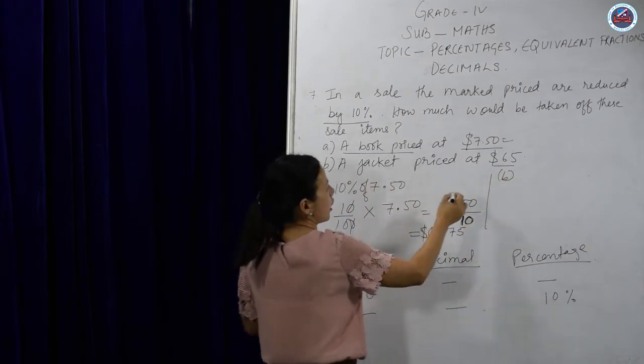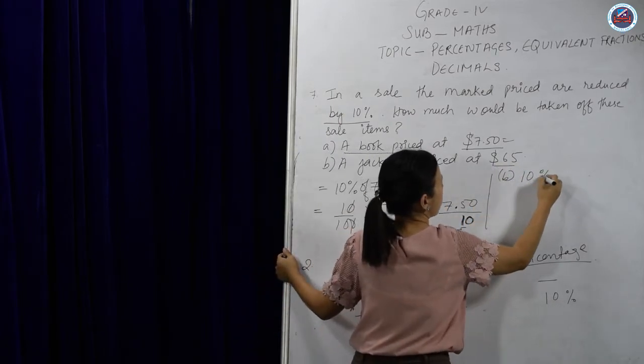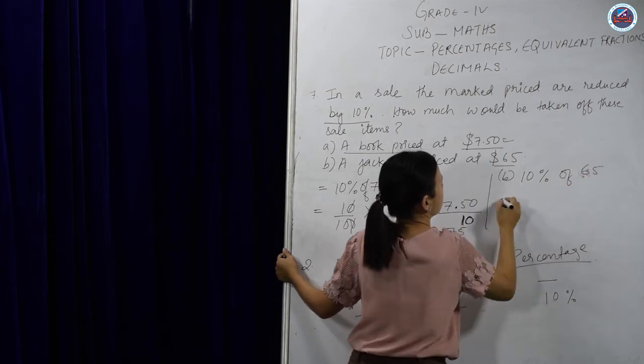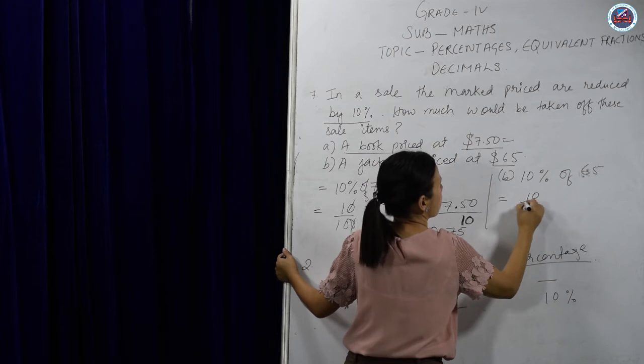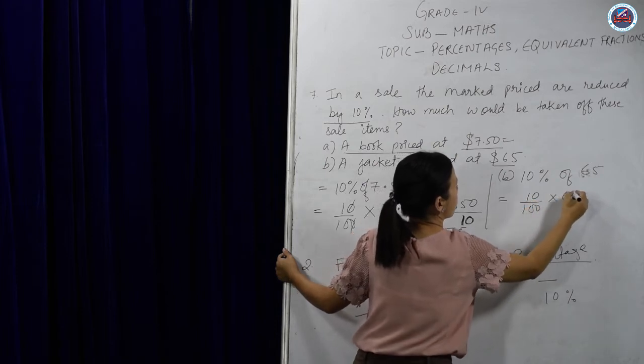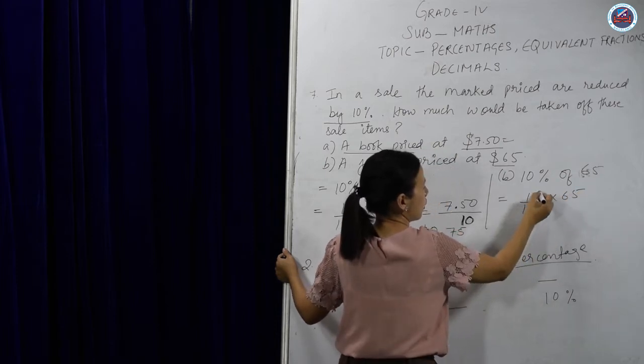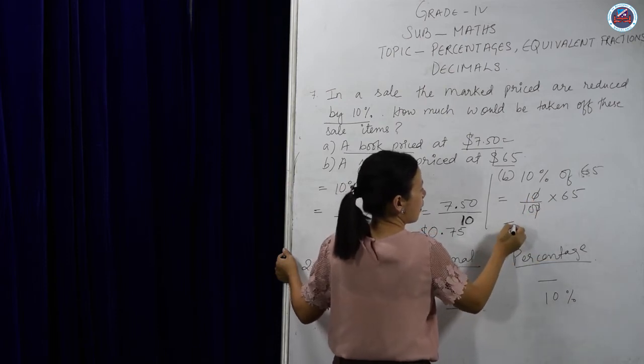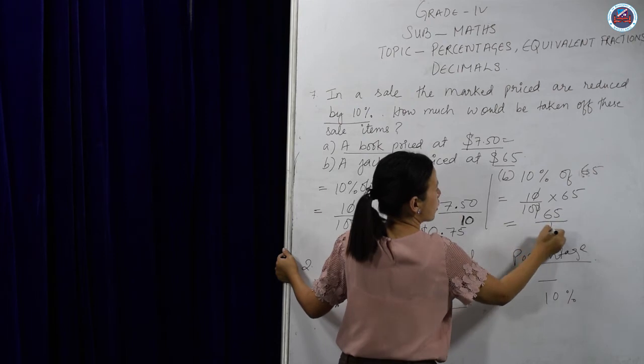Now, let's go to this next one, number B. It says the jacket price is 65. So 10% of 65 is how much? Let's find out. 10% means 10 over 100 of 65. So let's cut one single zero up and one single zero down. So the remaining is 65 over 10.